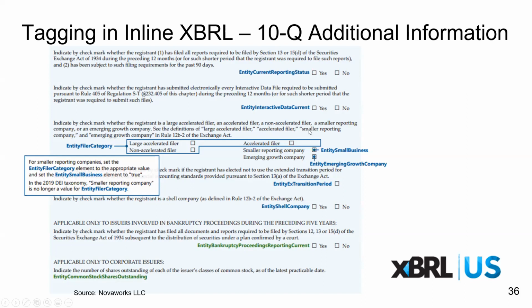Some of these are not checkbox values. For example, entity current reporting status. In this case, the SEC is expecting a yes or no value. So on things like this, you would tag the word yes or the word no, depending on your response to that.